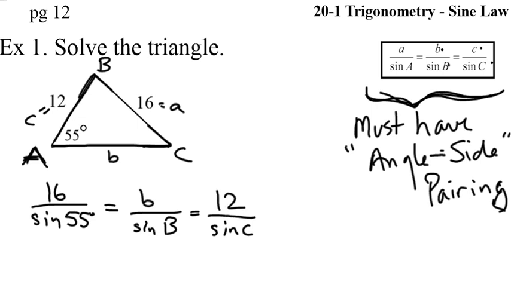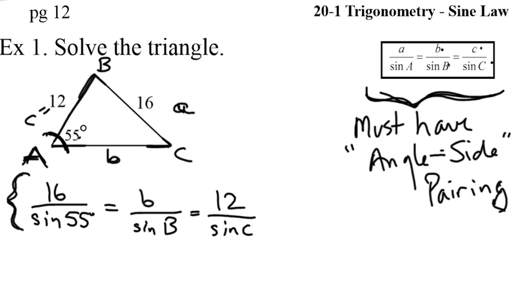So to start with, you can see that one of the ratios is complete because we do have angle A and side a. There's the angle side pairing I was talking about. As soon as we know we have a side angle pairing, we can now work with it.